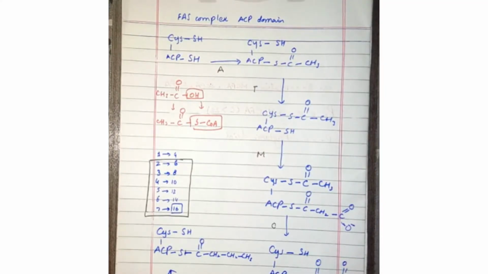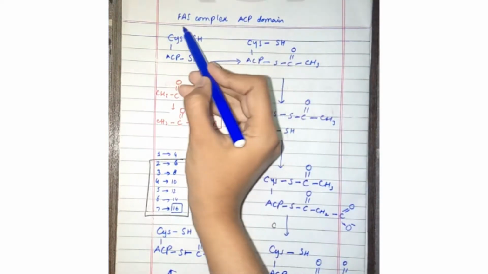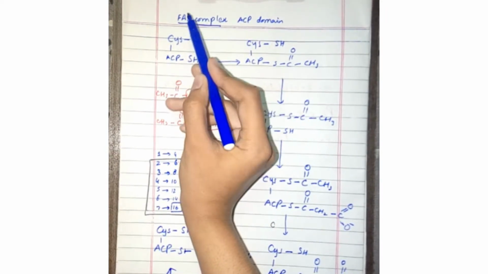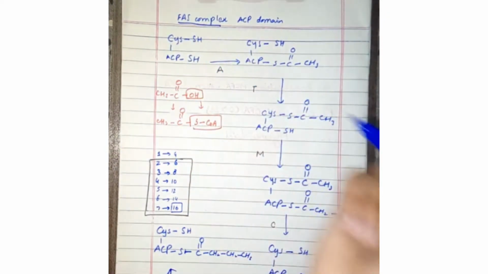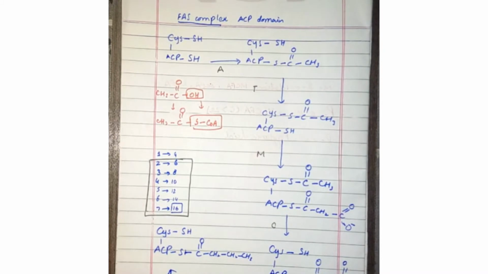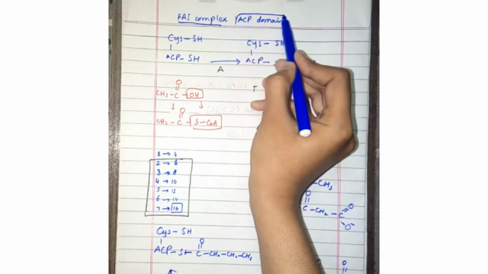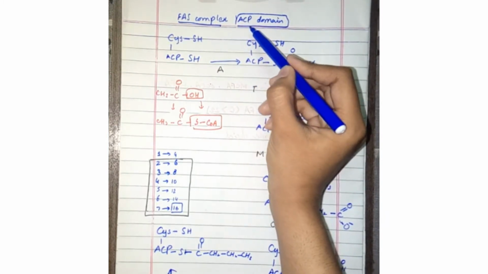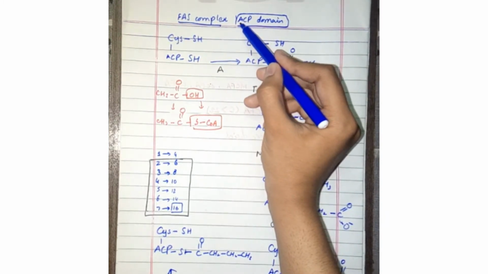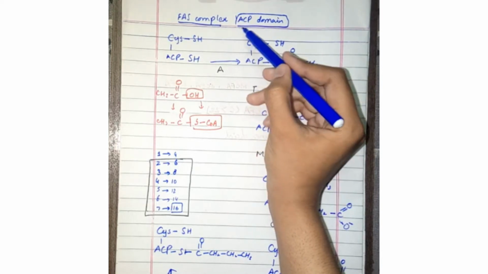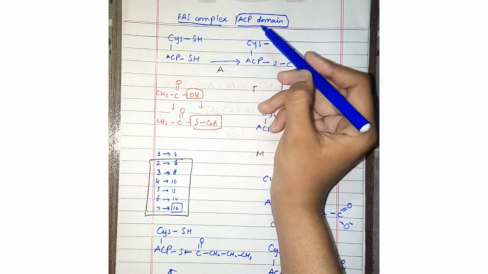I would like to tell you that fatty acid synthesis requires an enzyme, namely the fatty acid synthase complex. This complex is a multifunctional dimeric enzyme. Each monomer contains 7 different enzymic domains, and one of the domains is called the ACP domain. What does ACP stand for? It stands for acyl carrier protein domain.